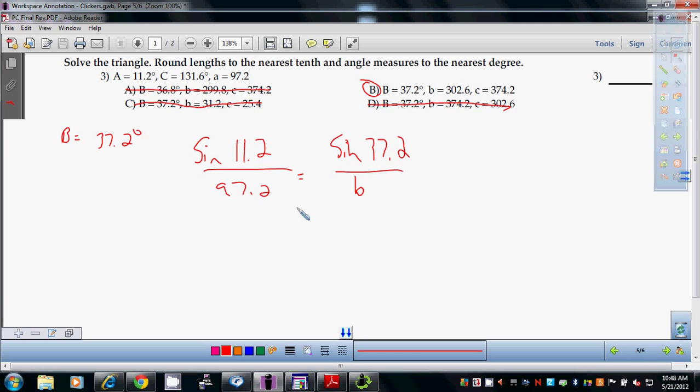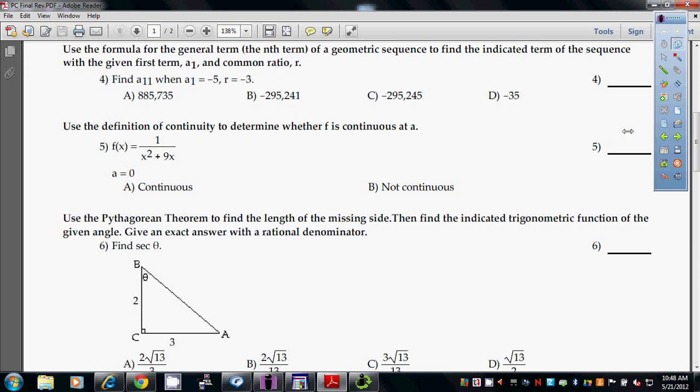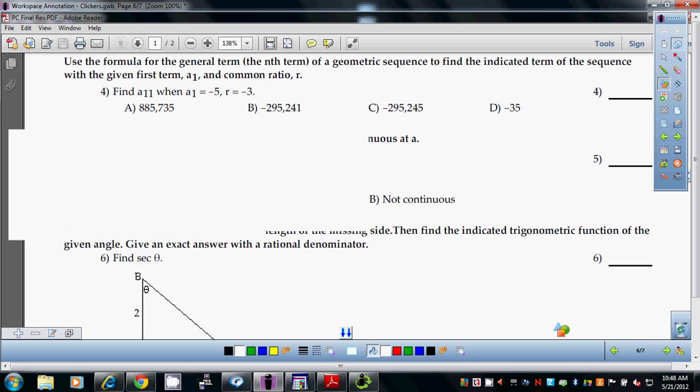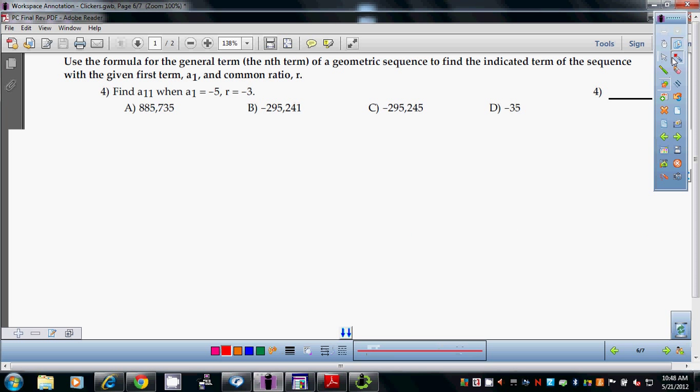Other questions? All right, number 4. People without notes probably lost the number 4. People with notes probably thought it was one really easy question. Moral of the story, bring your notes. So, what formula do I need for the general term of a geometric sequence?